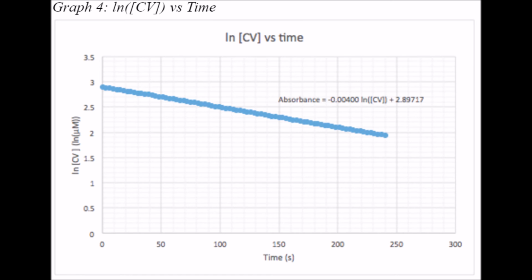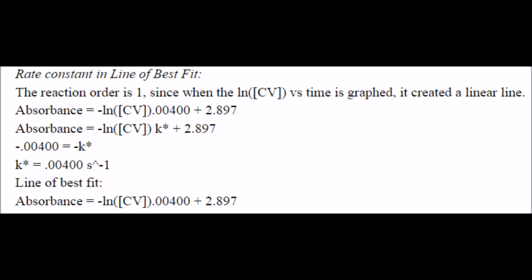Additionally, the equation for the line of best fit for this line is absorbance equals negative 0.00400 natural log of concentration of crystal violet plus 2.897. This equation is useful to find the pseudo rate constant. From the equation of the line of best fit from the natural log of concentration versus time, the slope determines what the pseudo rate constant is. This is because the negative slope of the equation for the line of best fit equals the pseudo rate constant.